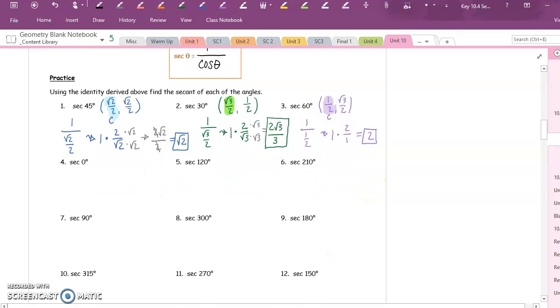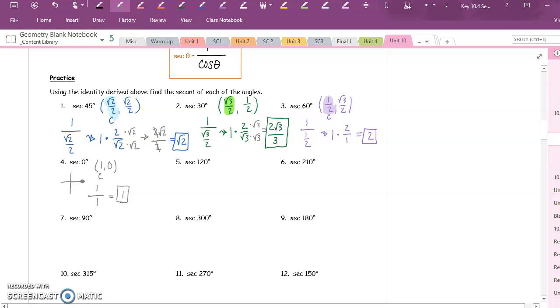Let's take a look at secant of 0 degrees. So 0 degrees is right here. My ordered pair is 1 comma 0. Again, we're taking a look at cosine. So we're going to put 1 over 1, and therefore my answer is 1.